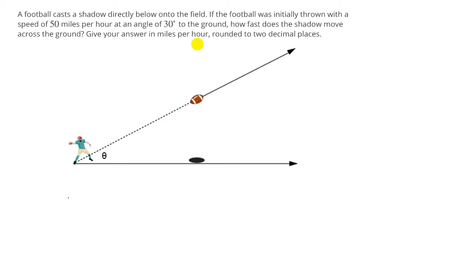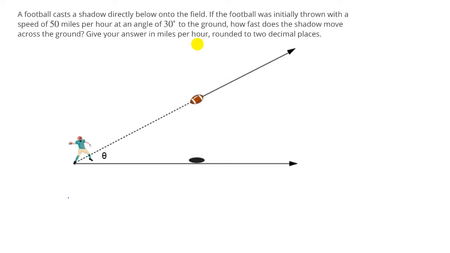In this problem, a football is casting a shadow directly onto the field. If the football was initially thrown with a speed of 50 miles per hour at an angle of 30 degrees to the ground, how fast did the shadow move across the ground?